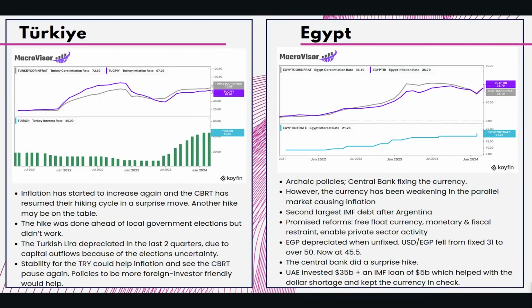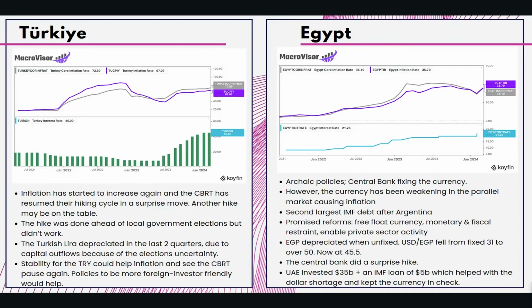And finally, we're looking at Turkey and Egypt. Now, Turkey and Egypt remain 2 wild cards in this region, where inflation and policy measures have been absolutely out of control. So Turkey has an inflation rate of 67%. Egypt has an inflation rate of 36%, both year over year. Yes, that is right, 67 and 36%.